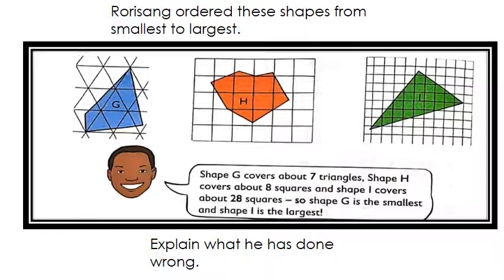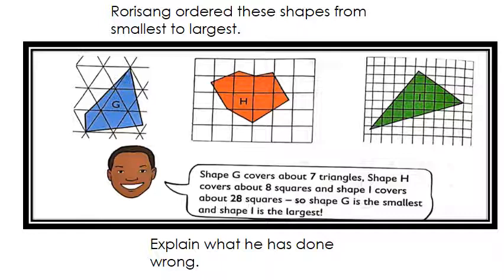Boys and girls, Rorisang has ordered these shapes from smallest to largest. He says that shape G covers about 7 triangles, which is true. Shape H covers about 8 squares, which is also true. And shape I covers about 28 squares. That's also true. So then he concludes that shape G is the smallest and shape I is the largest. Explain what he has done wrong.